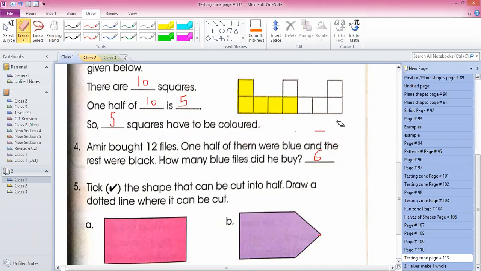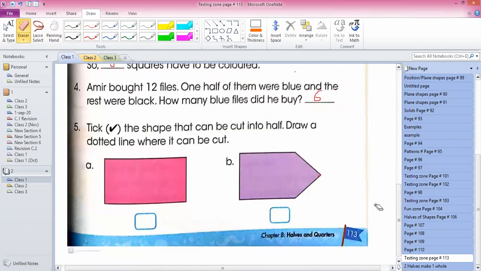And for your knowledge, guys, if someone asks you to find out the quarter, in quarter you divide by 4. Let's suppose in this question, if it said a quarter of them were blue, what I will do here, I will divide 12 by 4. 4 multiplied by 3 equals 12. So I will say there were 3 blue files. But this is beyond your syllabus, just for your knowledge.